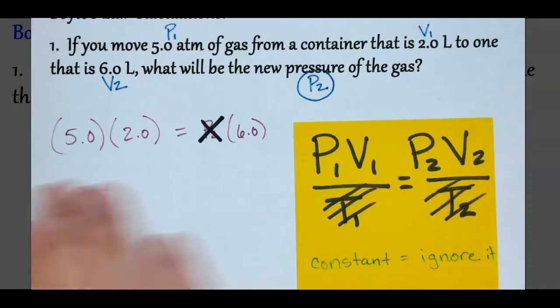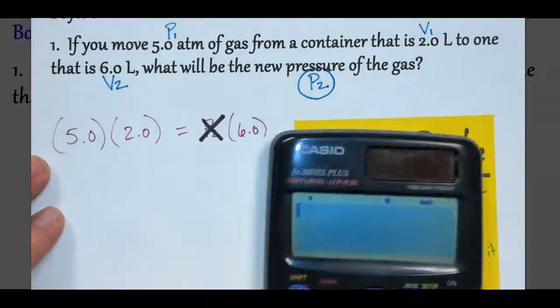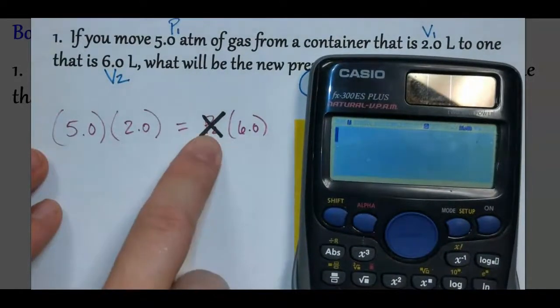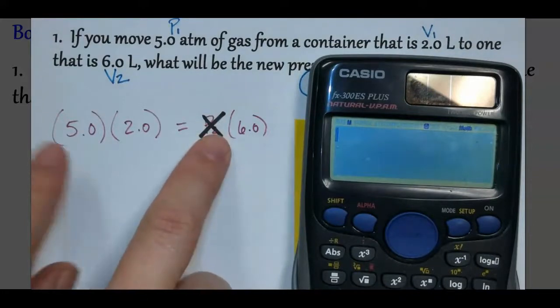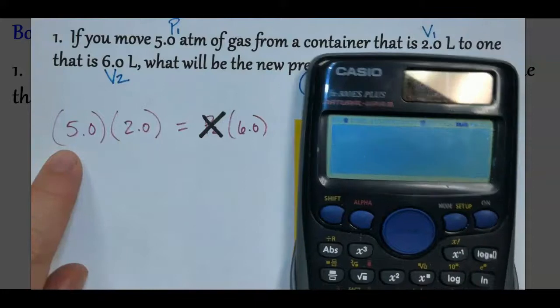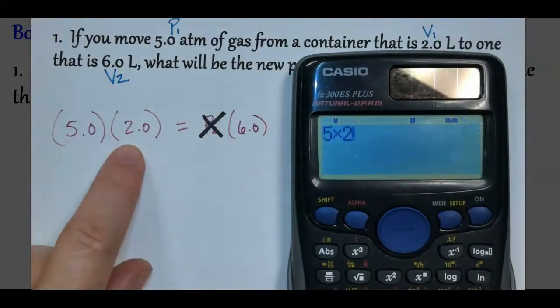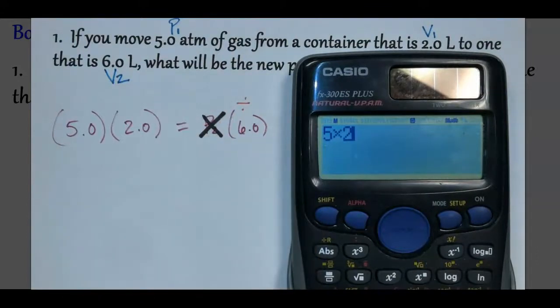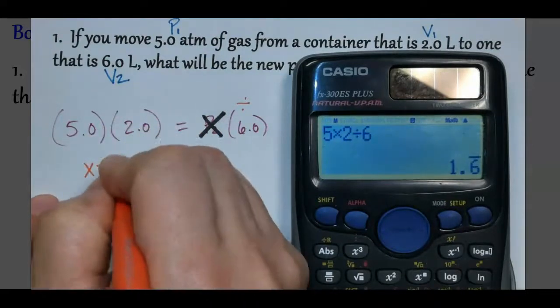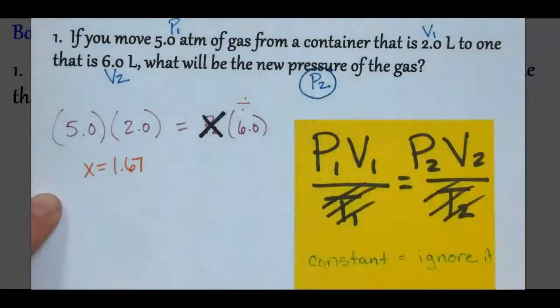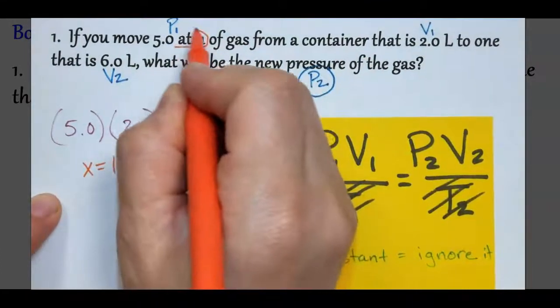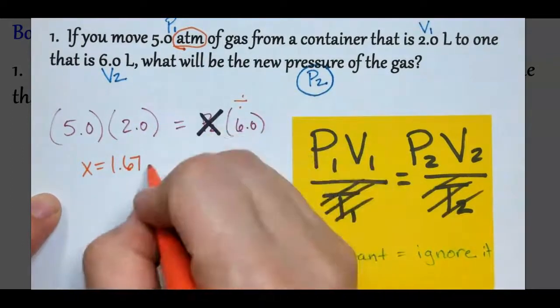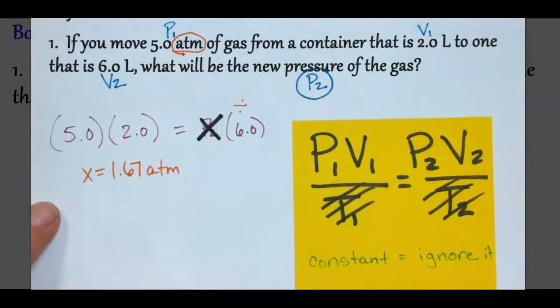So now we're going to leave it as it is. Algebraically, you're solving for X, but really, we're going to do what we did when we cross-multiplied. You're going to start multiplying not on the side with the X, but on the other side of the equal sign. So it's going to be 5 times 2, and then anything on this side with the X, we're going to divide by it. So then I'm going to hit divided by 6, and that's going to give me 1.67. So X equals 1.67. And because that's our new pressure, whatever P1's unit was, which was atmospheres, is going to be P2's unit. So this is 1.67 atmospheres.